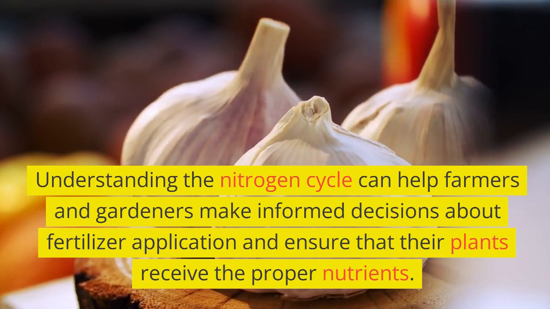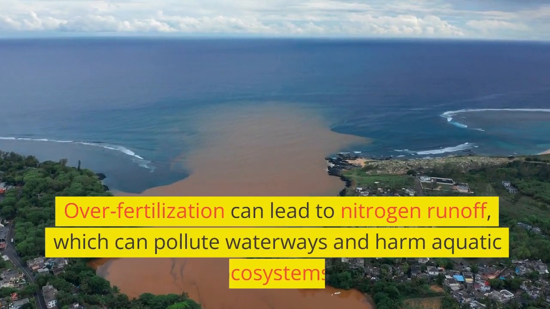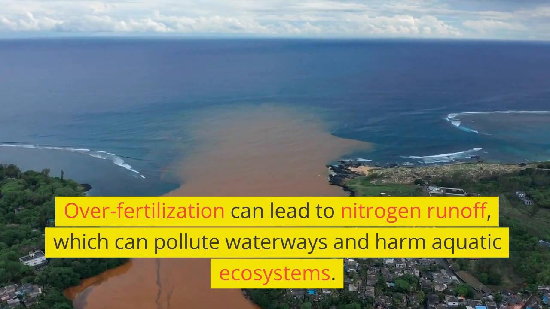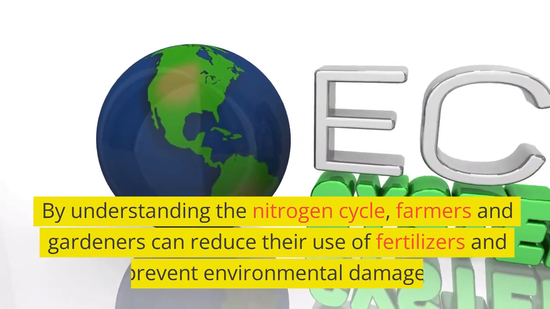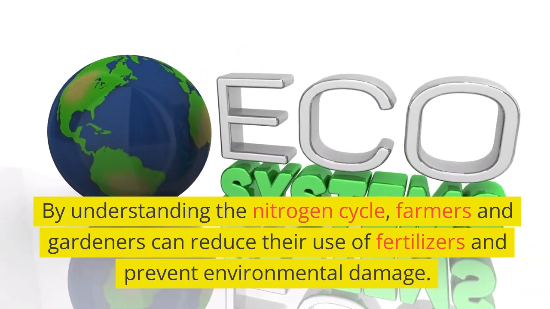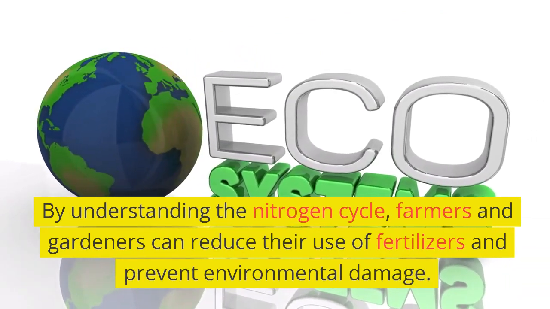receive the proper nutrients. Over-fertilization can lead to nitrogen runoff, which can pollute waterways and harm aquatic ecosystems. By understanding the nitrogen cycle, farmers and gardeners can reduce their use of fertilizers and prevent environmental damage.